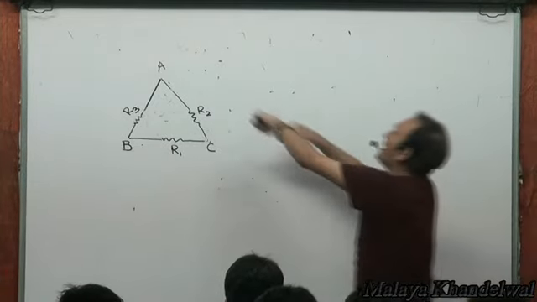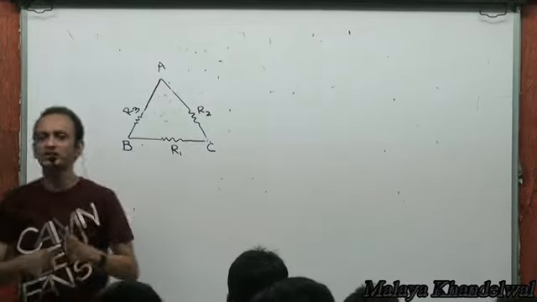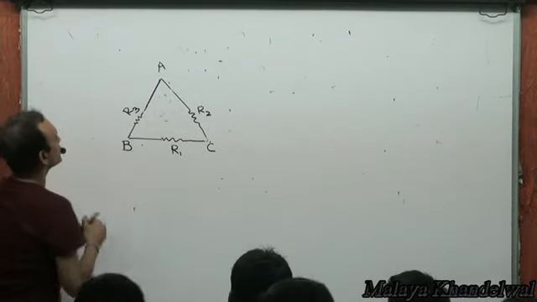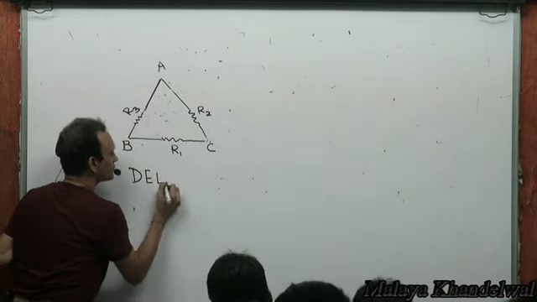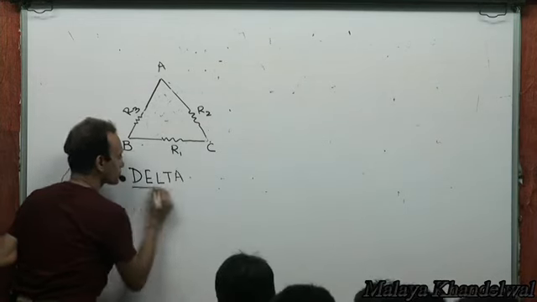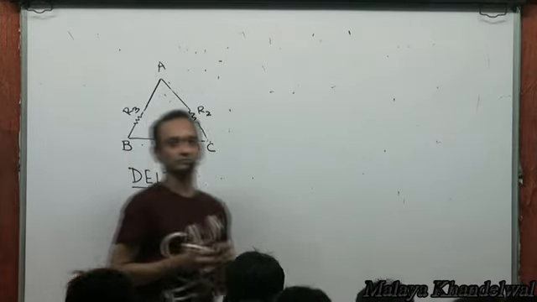And this element of a bigger electrical network, this kind of a topology is called a delta. It's called a delta.